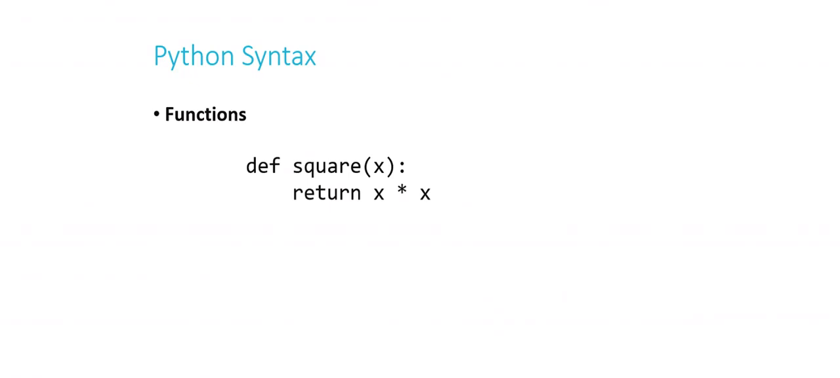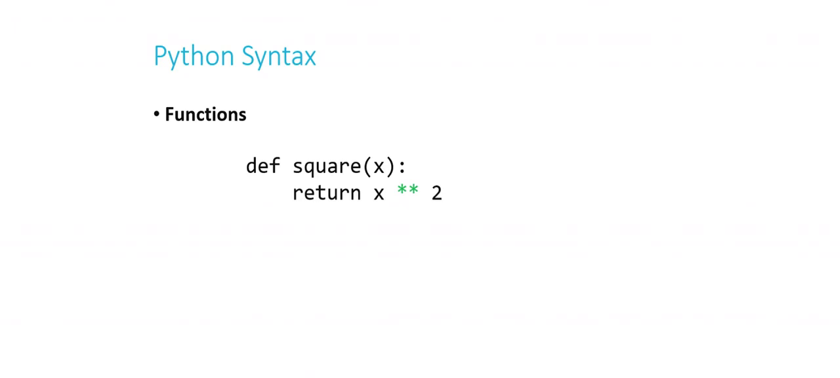Let's define the square of x, like we just did a second ago in C. Def square parentheses x colon return x times x. Pretty straightforward. I could also do this. I could return x times 2. Well, actually, this operator here is a built-in exponentiation operator, which C did not have. So this is return x squared.